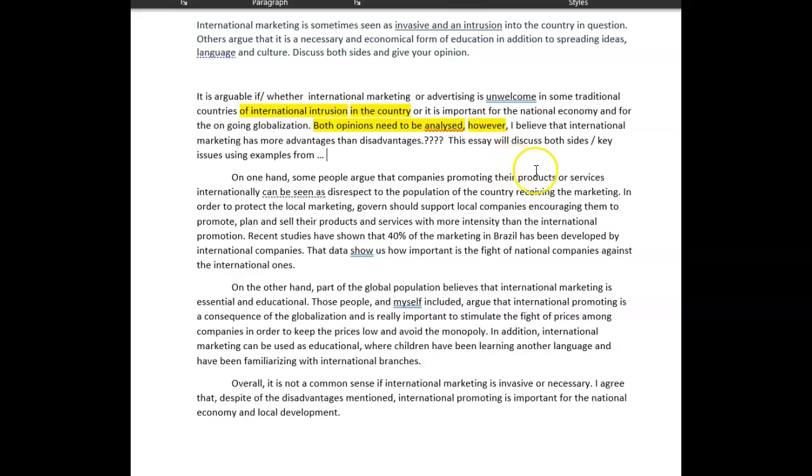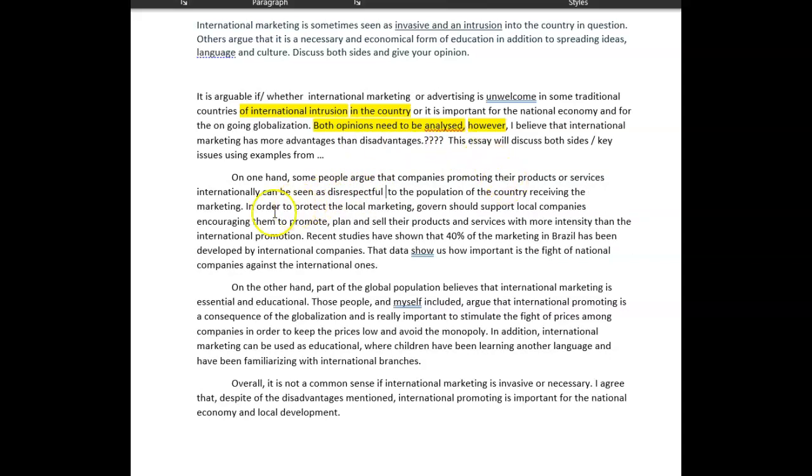On one hand, some people argue that companies promoting their products or services internationally can be seen as disrespectful, you want the adjective there, to the population of the country receiving the marketing. Okay, that's a lovely sentence. So explain to me what you mean. Okay, you need one more sentence in here.